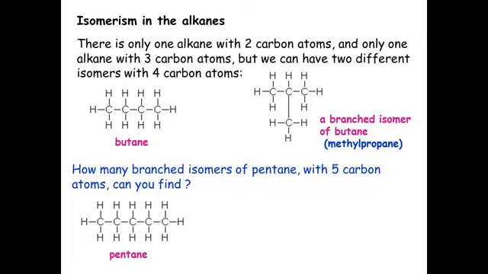So there are two isomers of the 4-carbon atom alkane. Butane has a straight chain and also a branched isomer. With the branched isomer, we see that we have a 3-carbon chain with a CH3 group coming from it. You are not expected to know the names of the branched alkanes and alkenes.